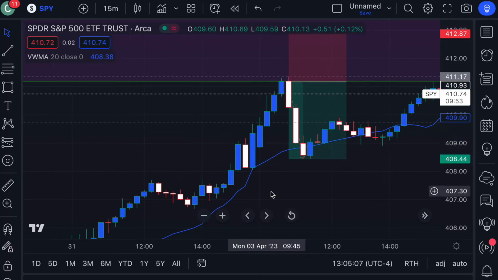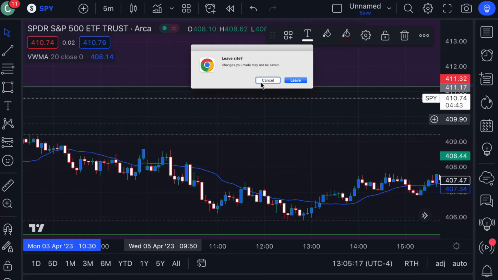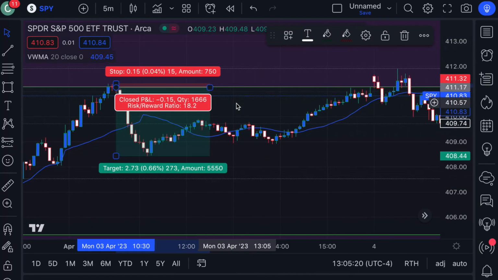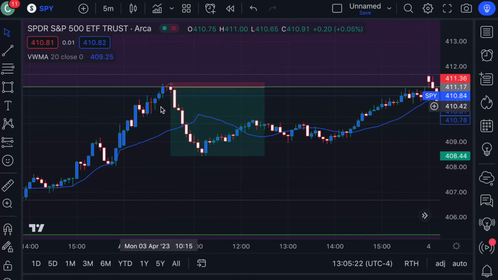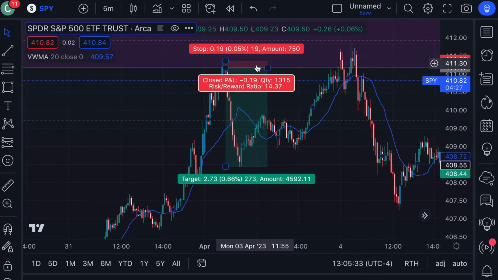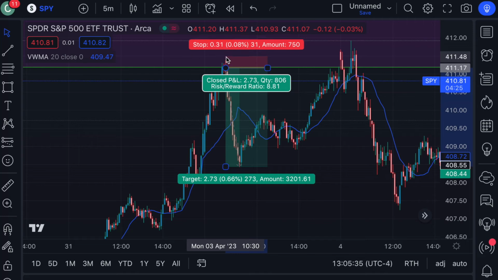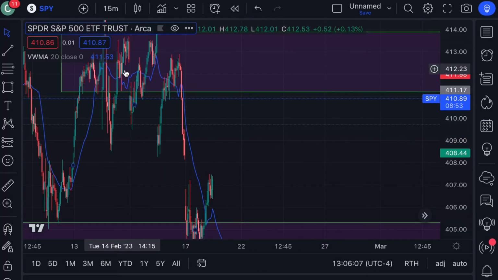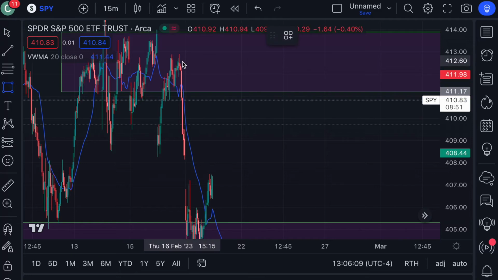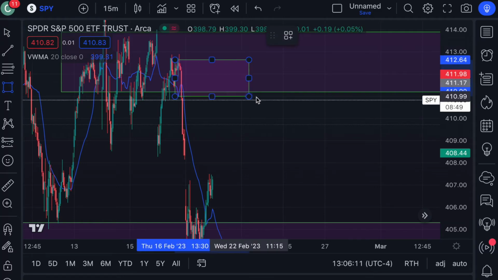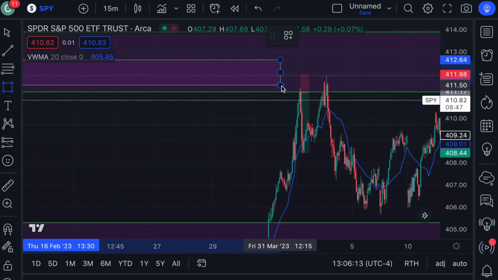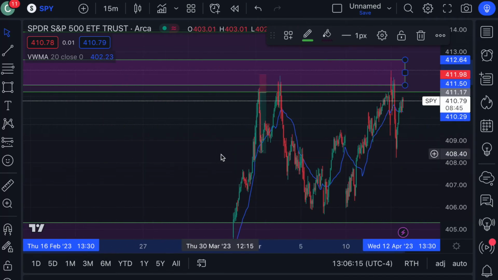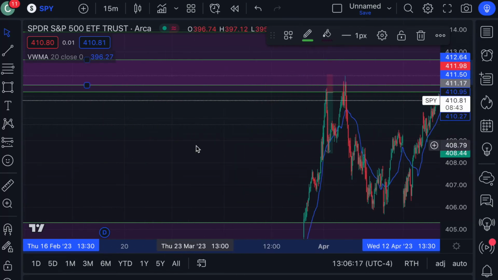This is a nice short. So it's been a nice short, almost 1 to 3 risk to reward. Boom, put your stop loss above the high of the previous day. This is kind of risky because I entered right when it tapped into the zone, but you can put your stop loss about halfway up the supply zone on the 50-minute.